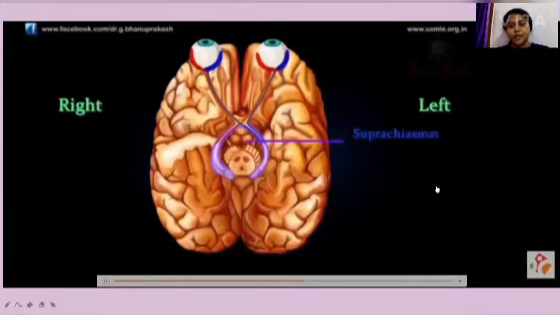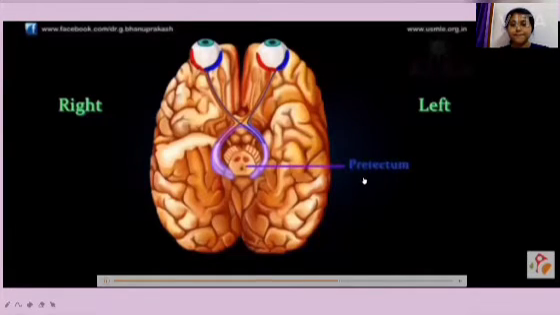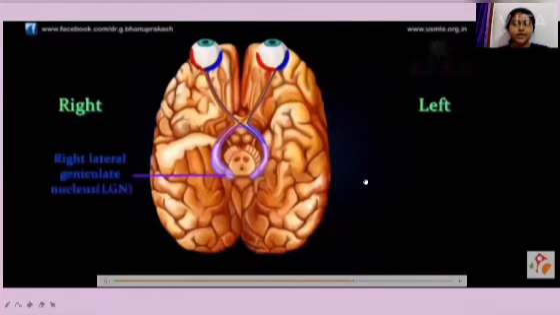So from the two sides of the lateral geniculate body, right and left, there is the optic radiation from these two sides, which goes to the cortex, that is the visual cortex.